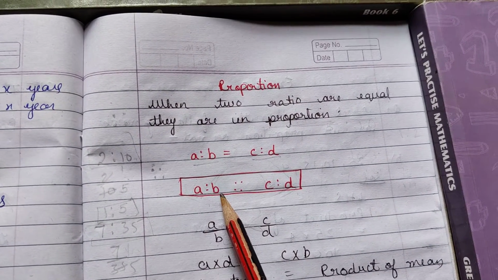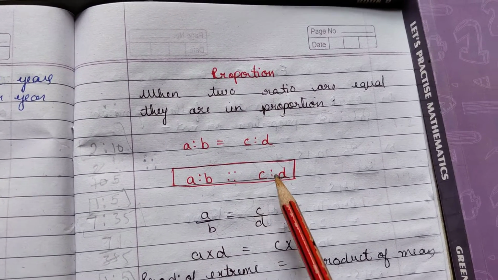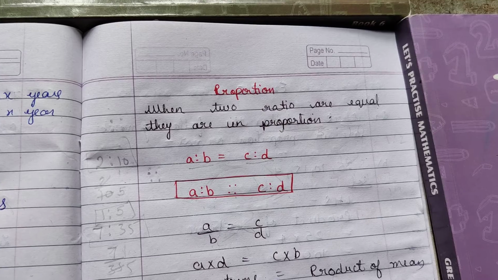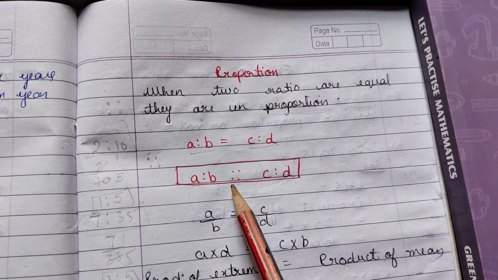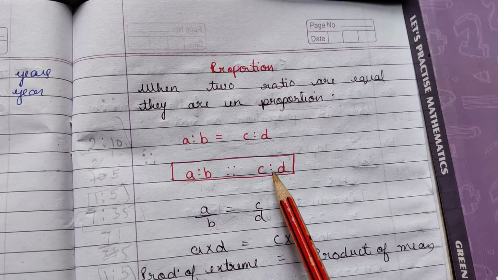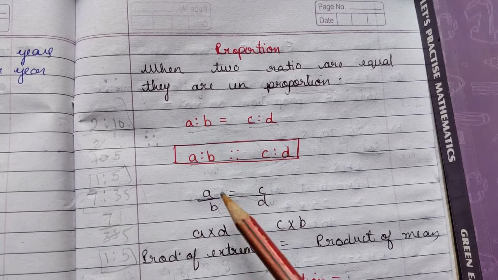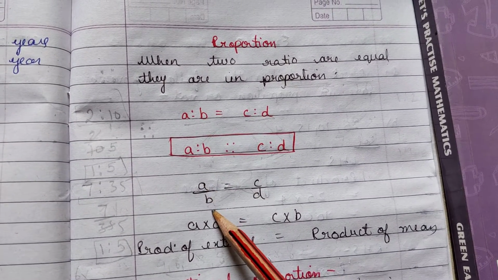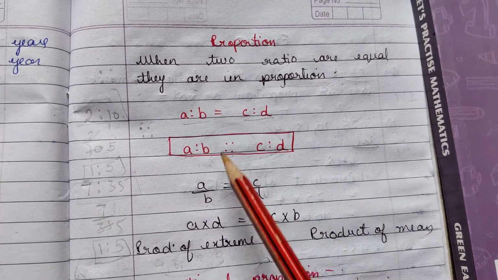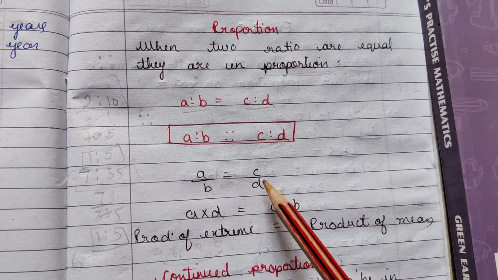A is to B is proportionate to C is to D. Okay, this is how we read this. A is to B is proportionate to C is to D. Now how do we solve the ratio A is to B? By writing them in fractions. So A is to B can be written as A upon B, and since both the ratios are equal, we will put an equal to sign in between, and C is to D can be written as C upon D.